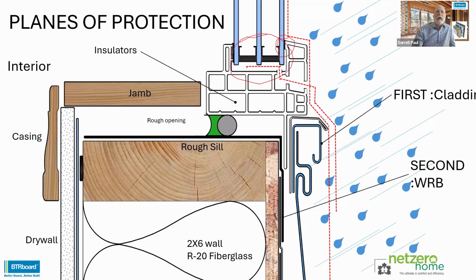So all our windows have this backup system that lets the water drain back out, hence why we see the weep holes or the drainage ports on a window. And what that does is it takes the water that gets in there and diverts it back outside.